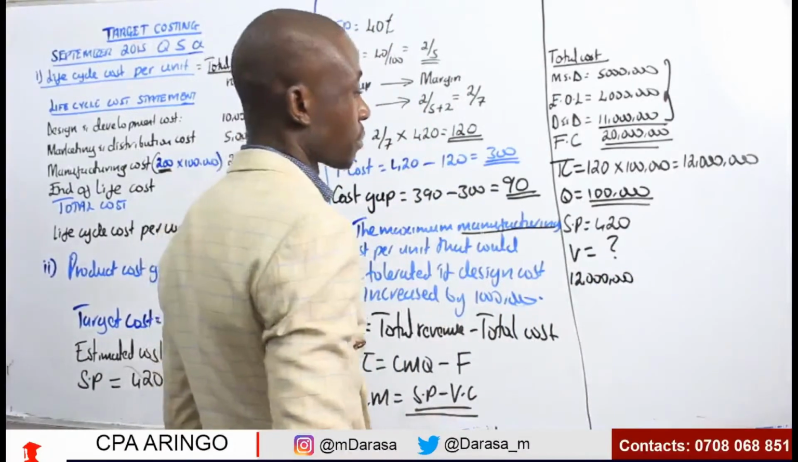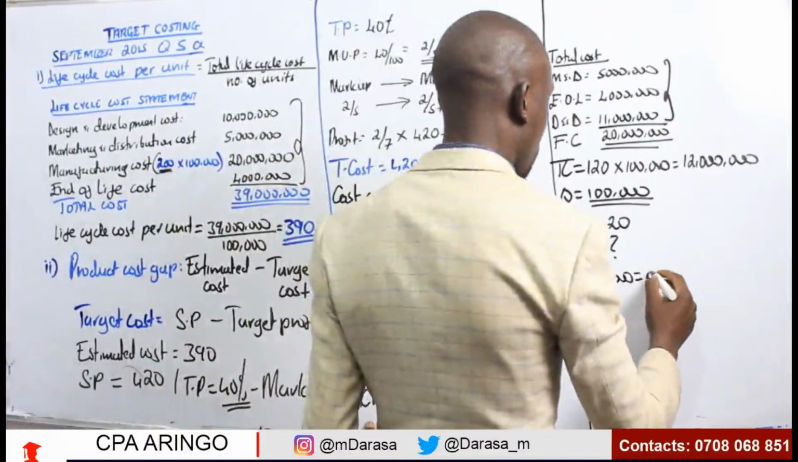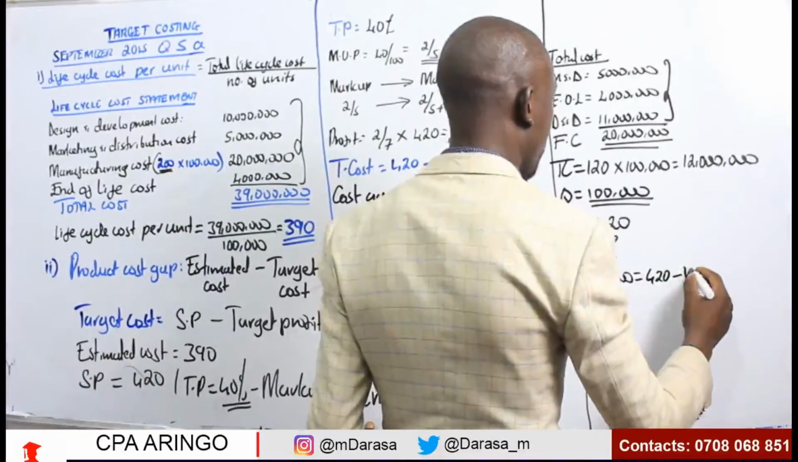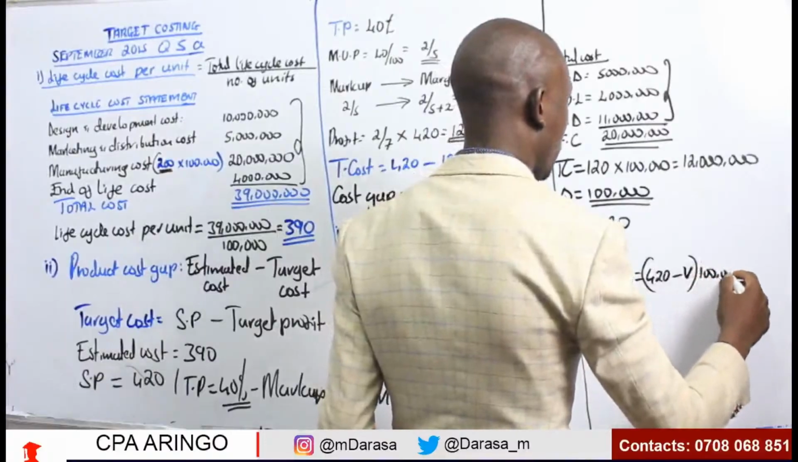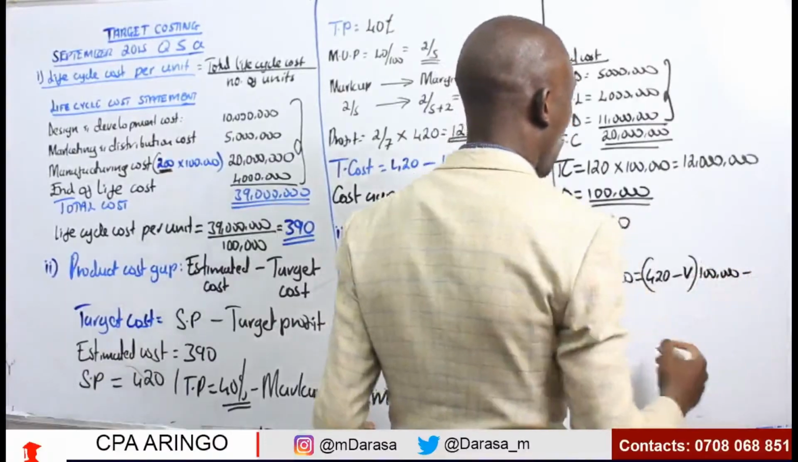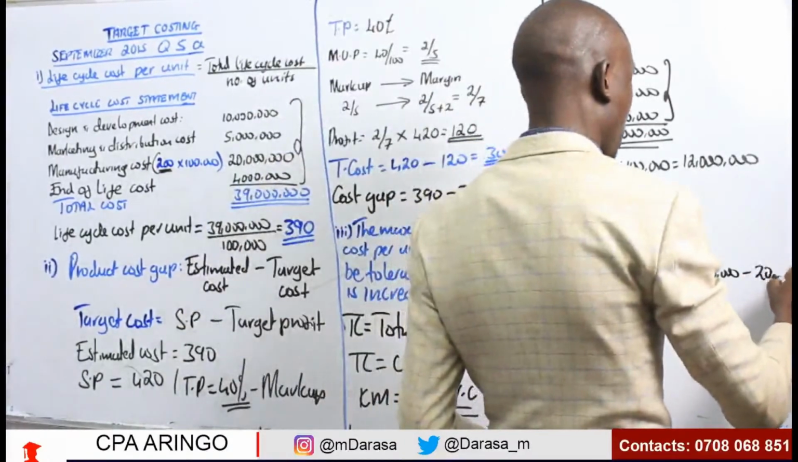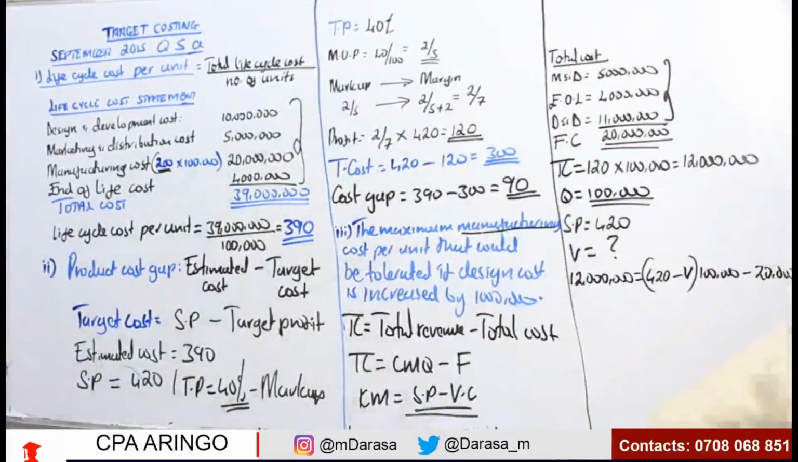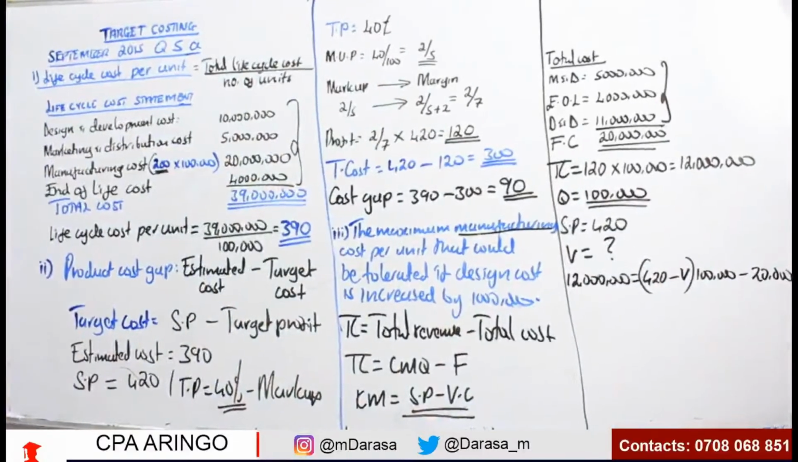Selling price is 420. Variable cost, I don't have. Our units is 100,000. And our fixed cost, we have 20 million here. We have 20 million at that point.